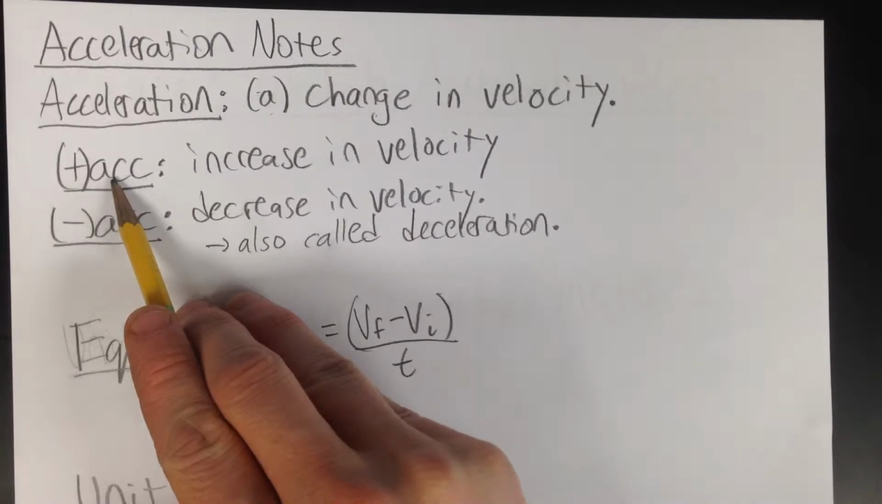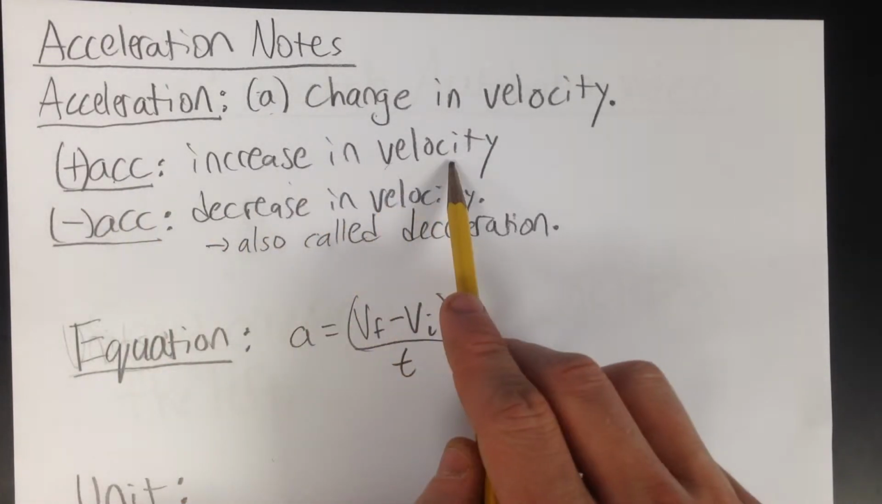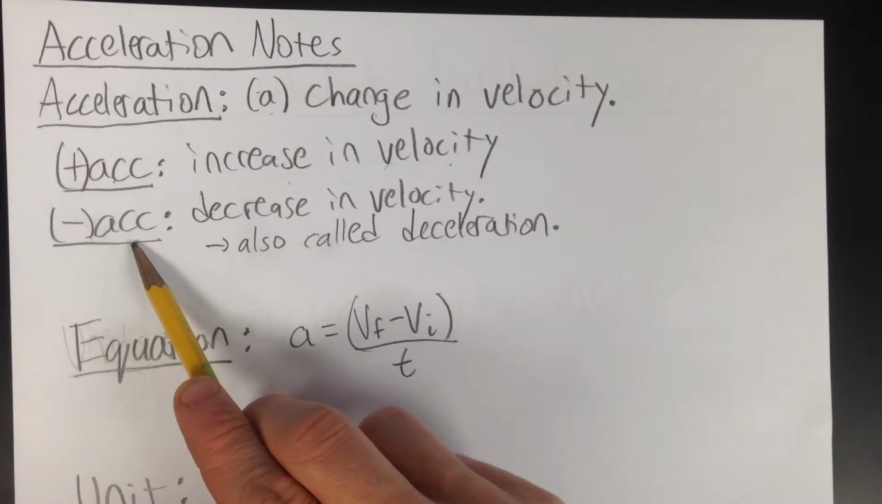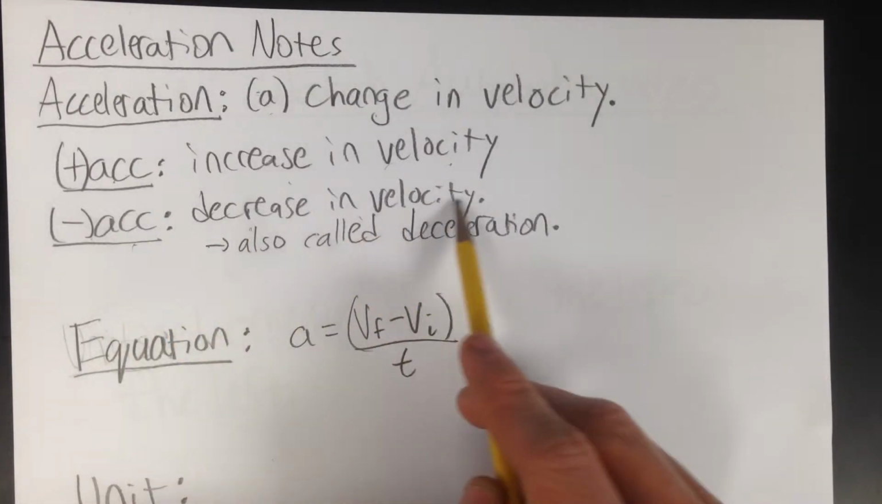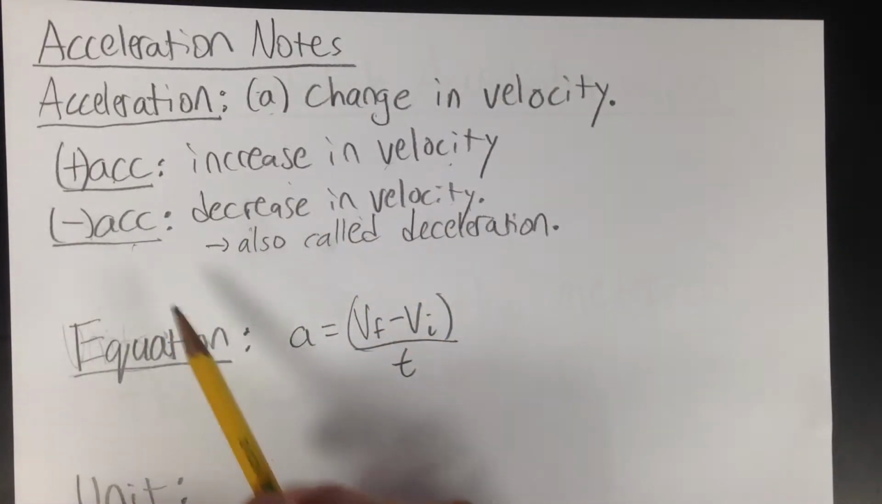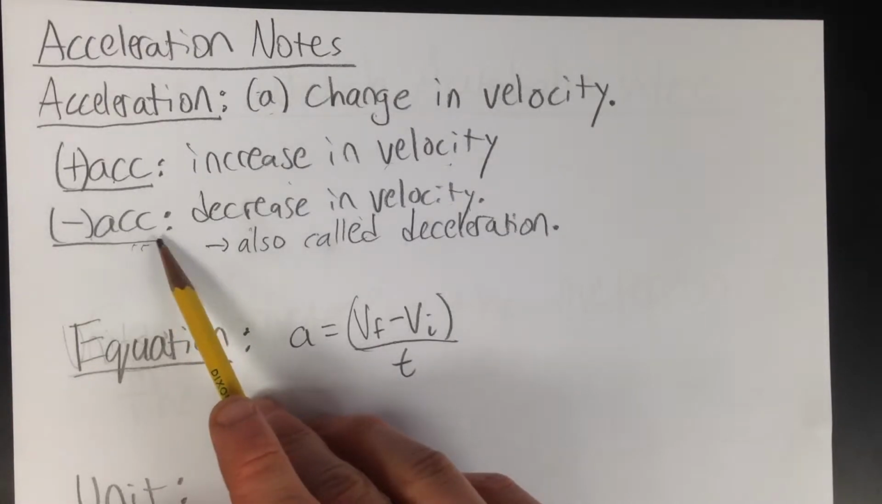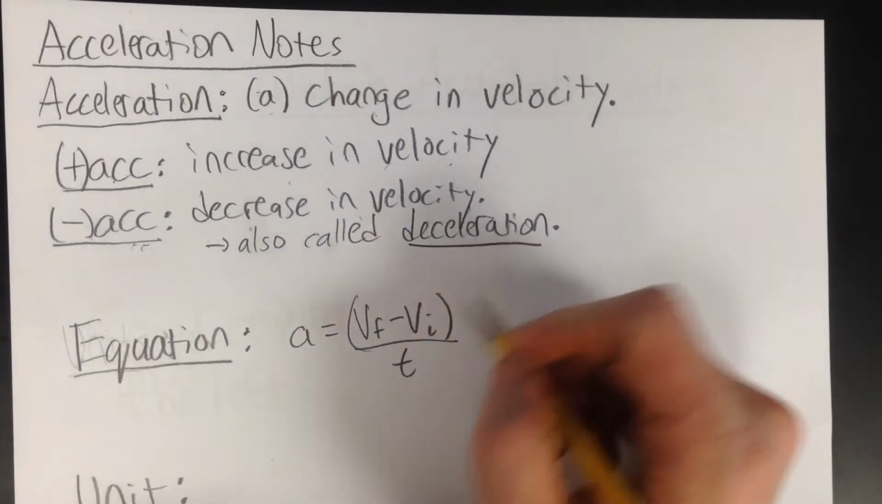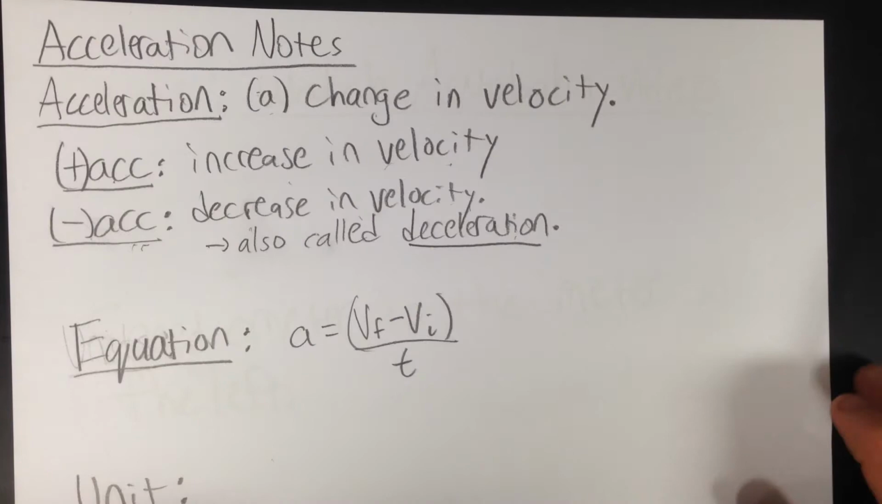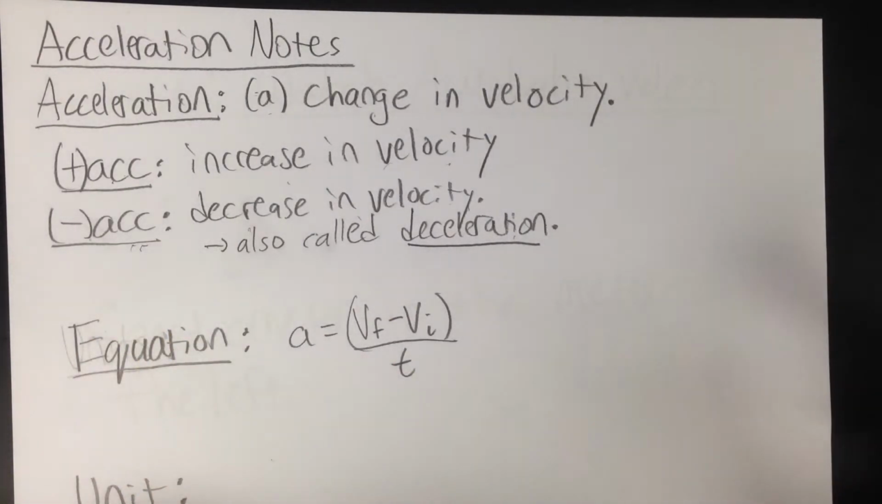There's a positive acceleration, which means it's an increase in velocity, and there's a negative acceleration. That means a decrease in velocity. A negative acceleration, you might have heard it called a deceleration before. Okay, so if somebody says decelerate, what they mean is negative acceleration in physics terms.